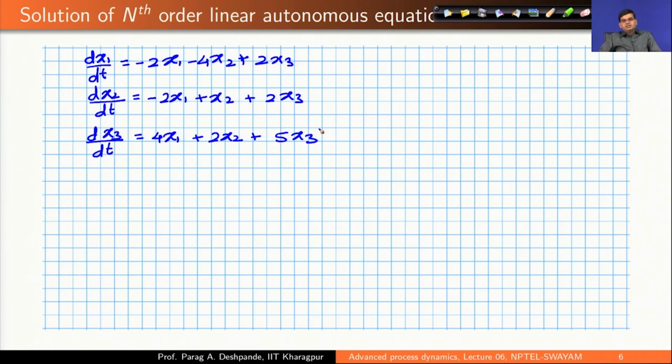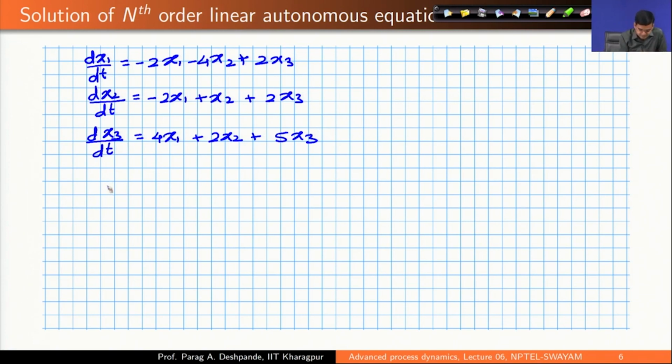So, this is the dynamical system that I have. I have a third order system, with 3 first order equations. These equations are linear. These equations are in fact autonomous. It is not very difficult to realize that these equations are autonomous, and these equations are coupled. You cannot solve for x1, x2 and x3 individually. So, I will need to resort to the method which I developed just now.